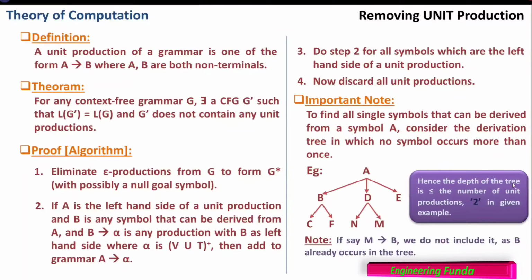Hence, the depth of the tree is less than or equal to the number of unit productions in the grammar, 2 in the given example. So in this example, we can see that the depth of the tree is 2. That means the number of unit productions in this grammar will be at least 2. Now, why is this useful? This is useful just to understand how many iterations of step number 2 are to be done.